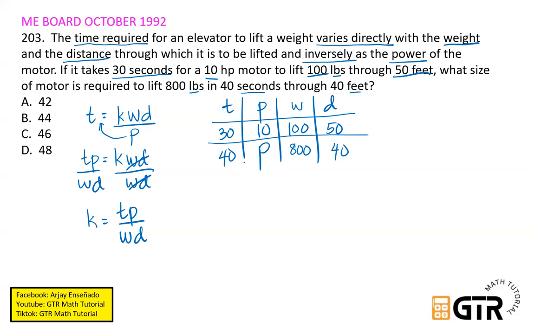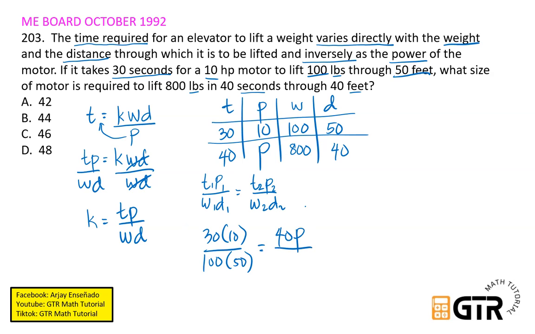Okay, so i-substitute na lang natin itong mga given natin. Dito ang magiging equation natin ay ilagyan lang natin yan ng mga subscript. T sub 1, P sub 1 over W sub 1, D sub 1 equals T sub 2, P sub 2 over W sub 2, D sub 2. So by direct substitution lang, so we have T and P, so we have 30 times 10 over WD. So WD, so 100 times 50 equals P sub 2, that is 40. P sub 2 over itong dalawa, 800 times 40.